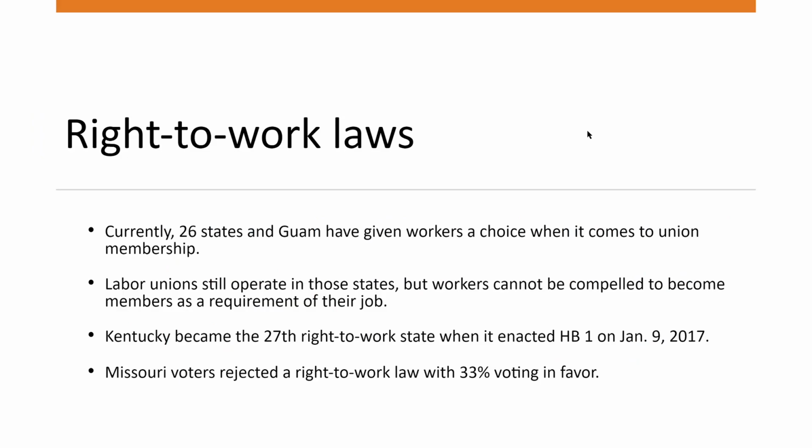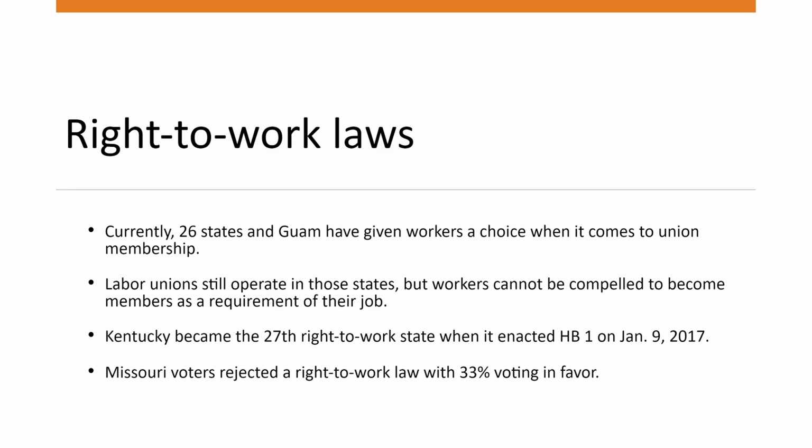Currently there are 26 states and the U.S. territory of Guam that have passed right-to-work laws, in which workers are given a choice when it comes to becoming a union member or not. Labor unions can still operate in these 26 states and Guam, but workers cannot be compelled to become members of a union in order to keep that job.